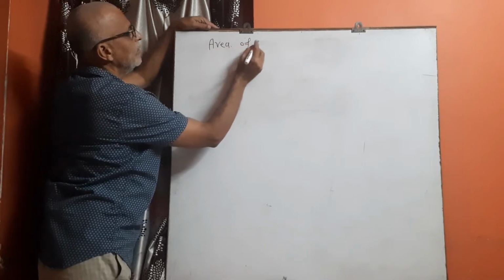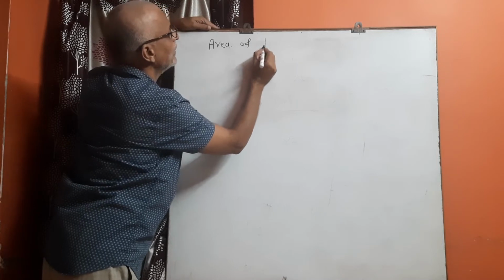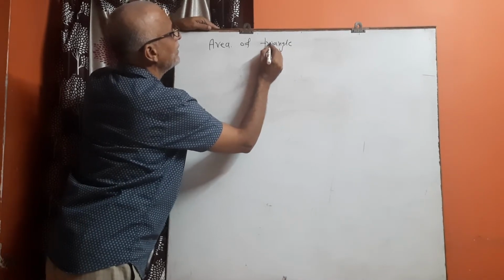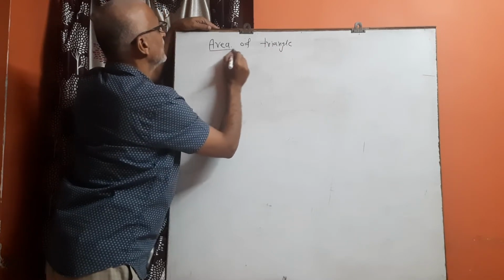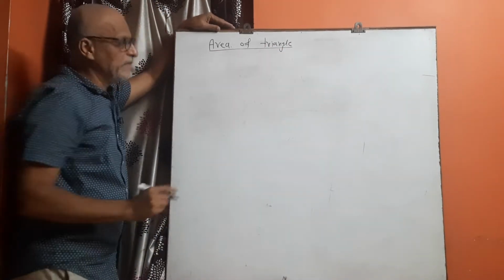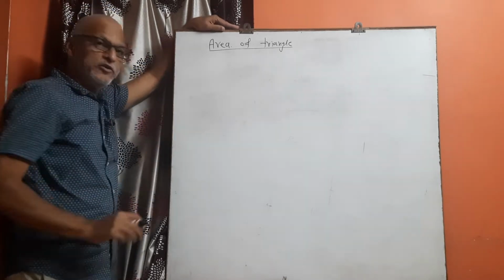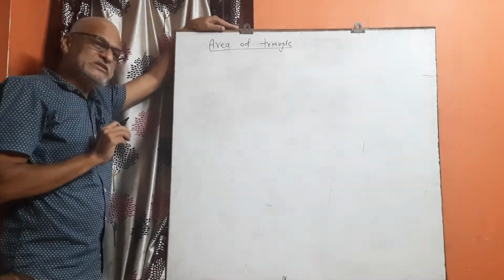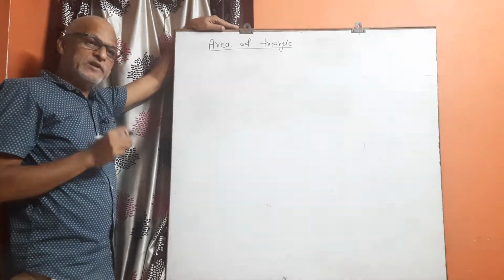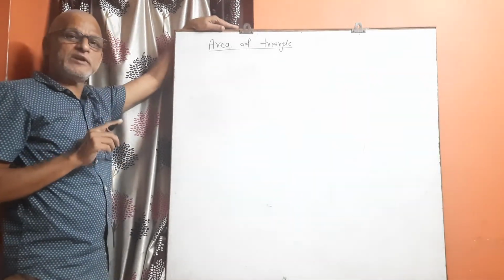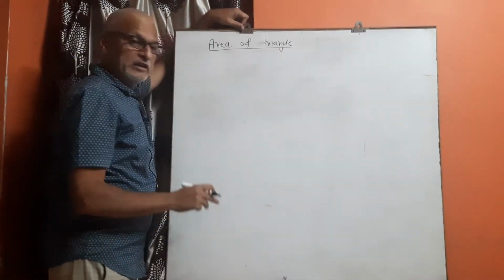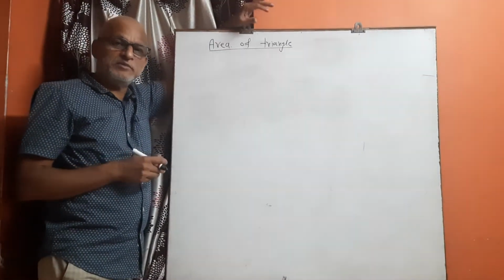Area of triangle. Now, to find the area of a triangle by using the determinant method: in our syllabus, whenever there is an area of a triangle, you have to always find the area of the triangle only by the determinant method, unless and until it is mentioned to use another method.